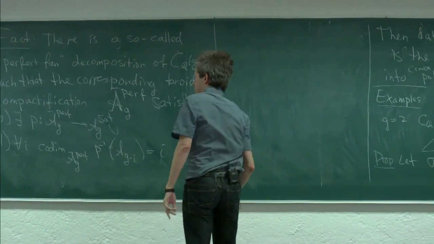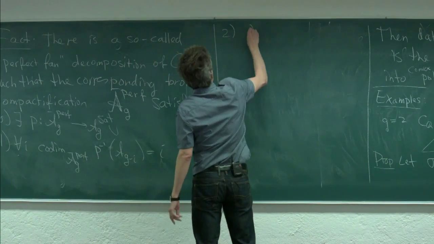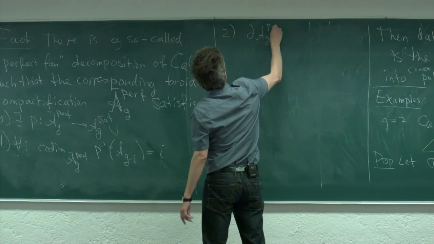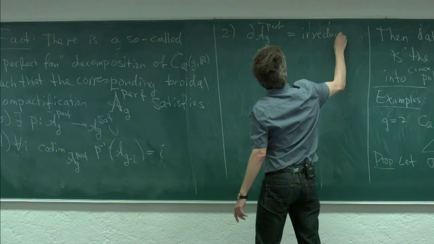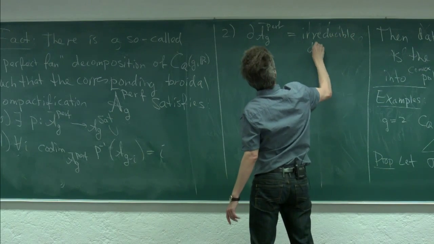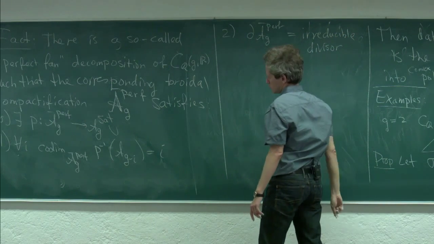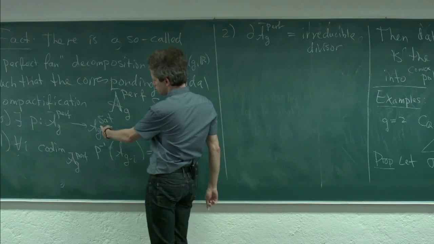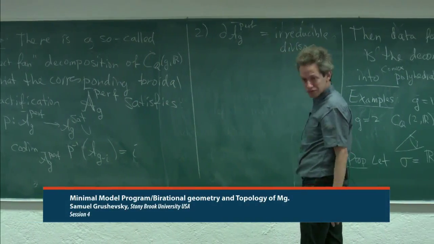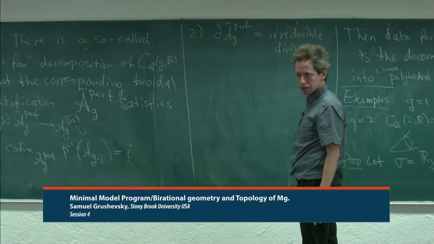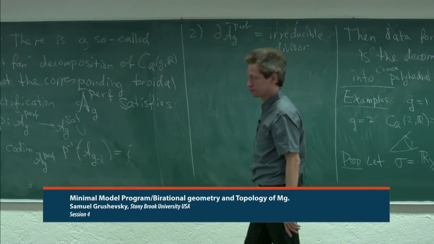Some more properties. The boundary of this guy is an irreducible divisor, which of course is then the closure of the preimage of AG minus 1 here. So the boundary is everything, right? But the boundary is irreducible.